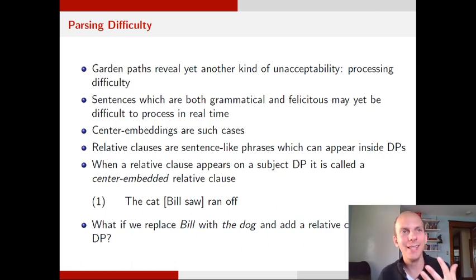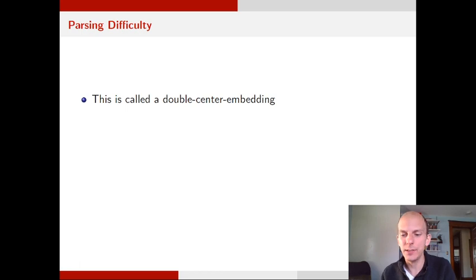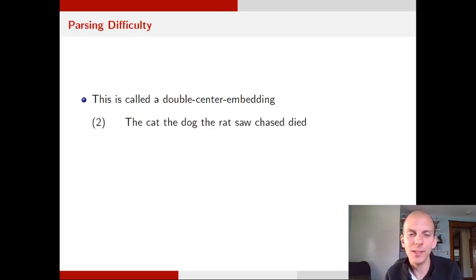So we know syntactically that this is a process that we can do to DPs, to determiner phrases, like the cat. And we have a DP here, Bill. So we should be able to do the exact same process over again to Bill. Syntactically, this makes perfect sense. But when we actually do it, and we get something like the cat the dog the rat saw chased died, it just sounds like word salad, truly horrifically bad.